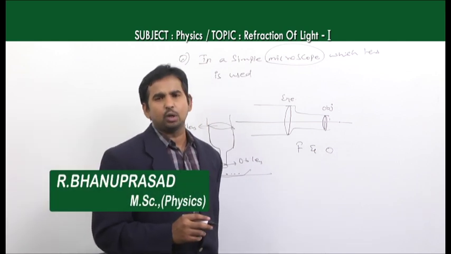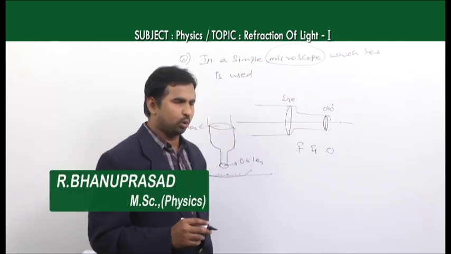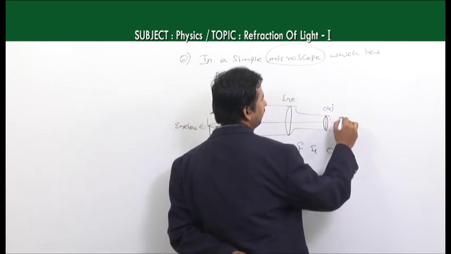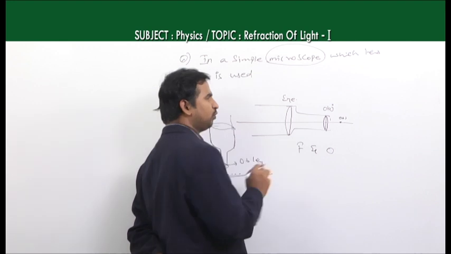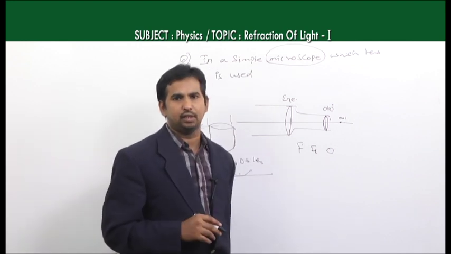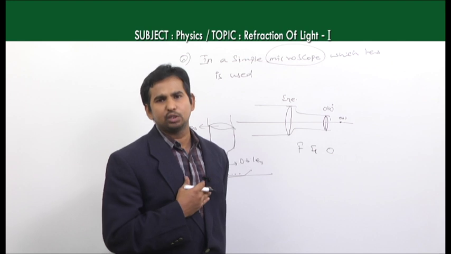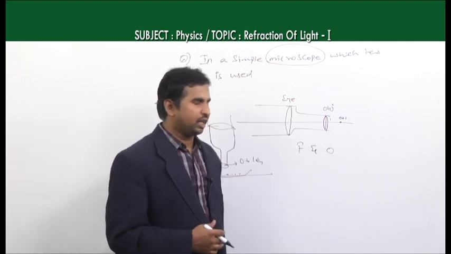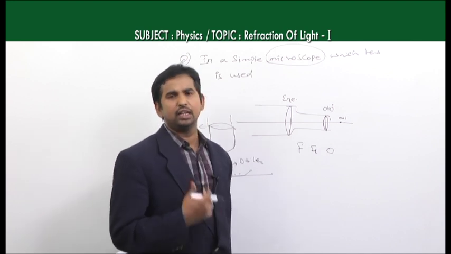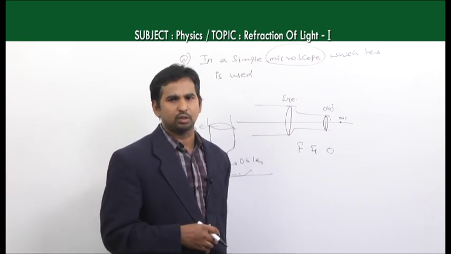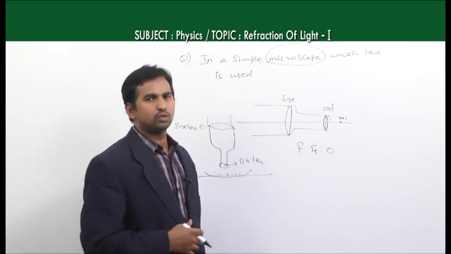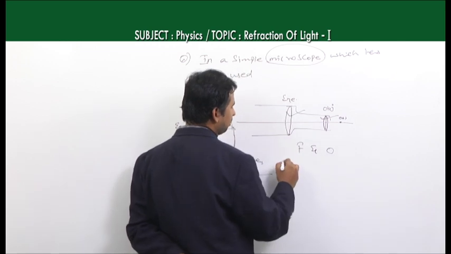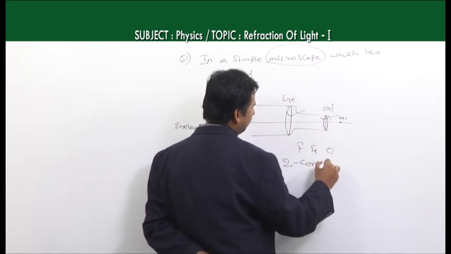Then as the object is placed in between F and O, if you are taking that minute particle which is in between focus and optic center for our first lens, then a magnified image is formed here. According to the sixth special case, it forms a virtual, erect and magnified image. In that way, in case of this simple microscope, we are using 2 convex lenses in total.